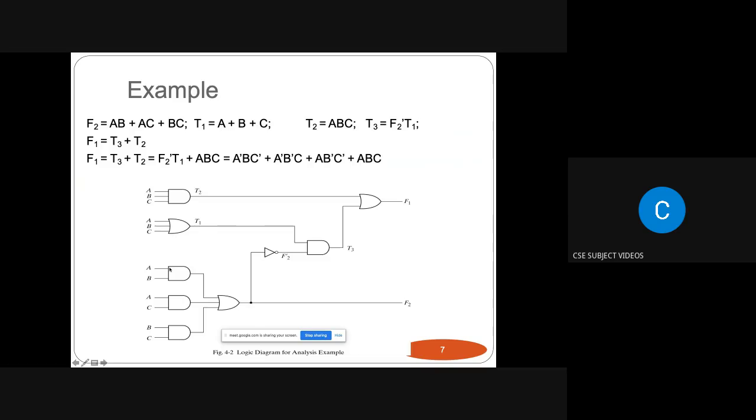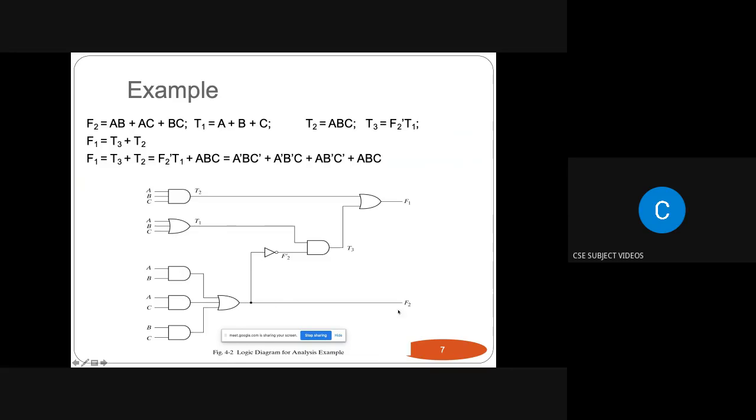expressions of AND gate. So that can be considered as F2, that is AB plus AC plus BC. That is, here the AND gate expression will be AB, the output will be AB. Here it is AC, and for this AND gate it is BC. And for this OR gate, the output will have the expression AB plus AC plus BC.